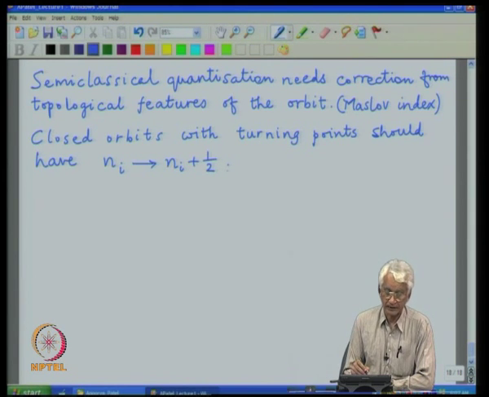The same thing occurs in a more familiar situation of a quantum problem, which is the one dimensional harmonic oscillator, where the coordinate x goes in the plus direction to a maximum and comes down, and then it goes in the negative direction to a minimum and then again turns around, and there we know that the correct quantum number for energy is n plus half and not an integer number.